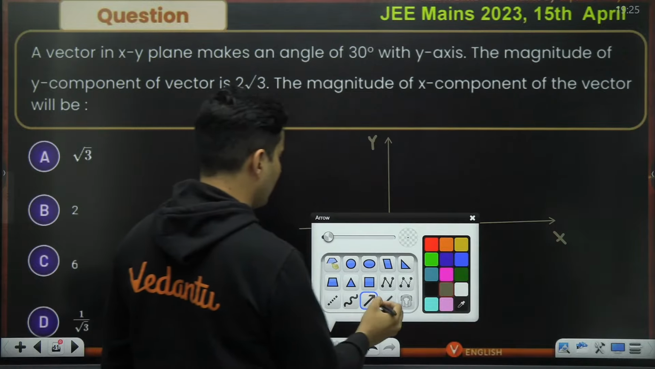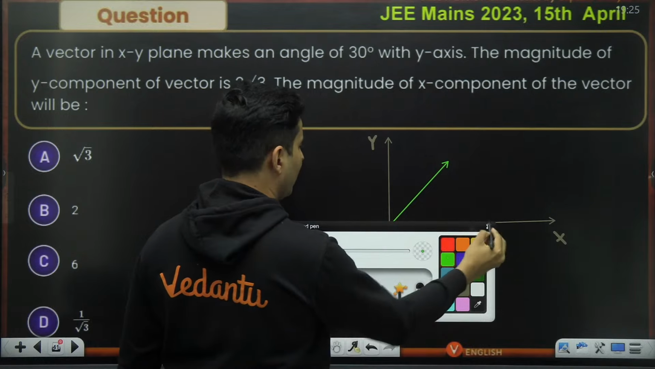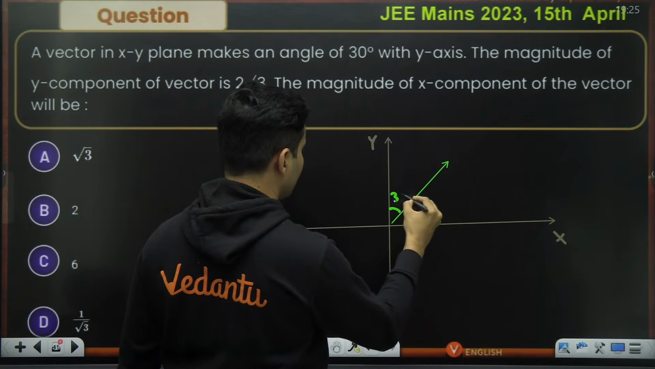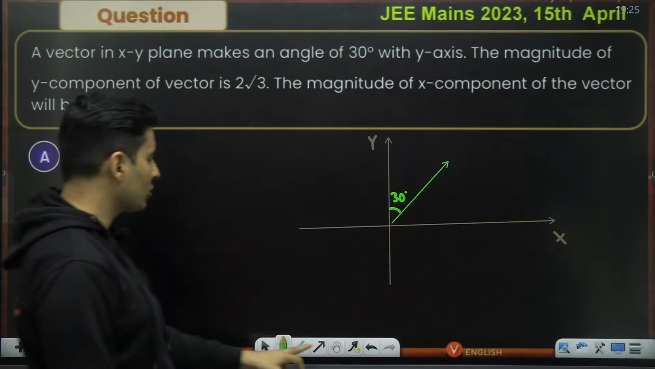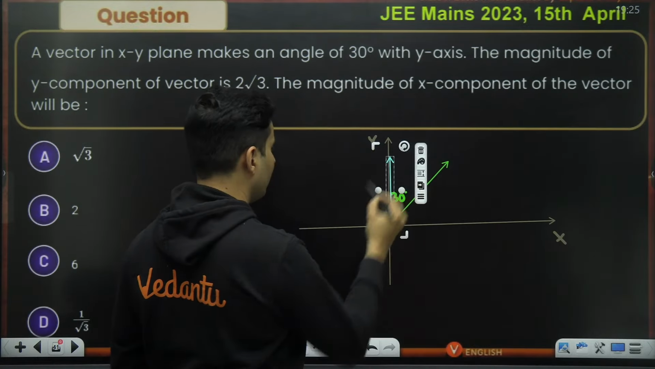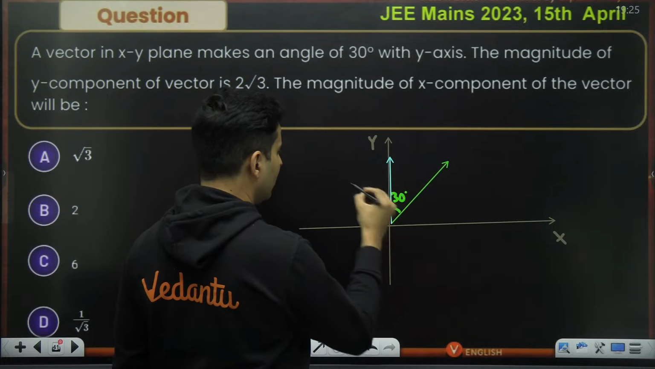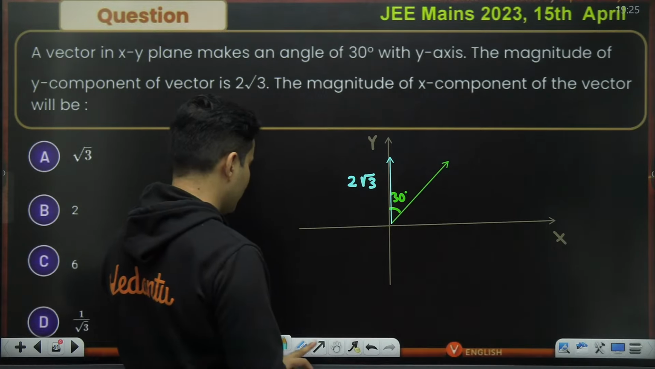The vector is making an angle of 30 degrees with the y-axis. The magnitude of the y component, that means this much, is 2 root 3. The question is, what is the magnitude of the x component?